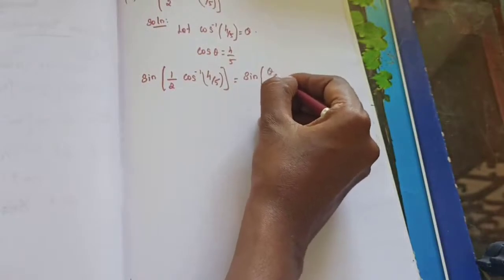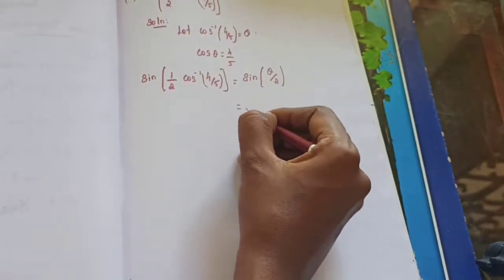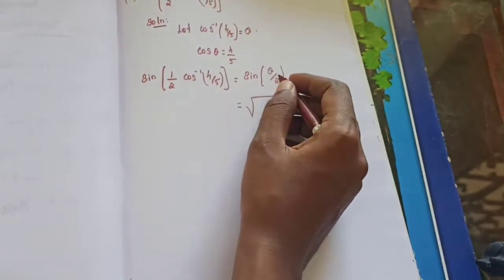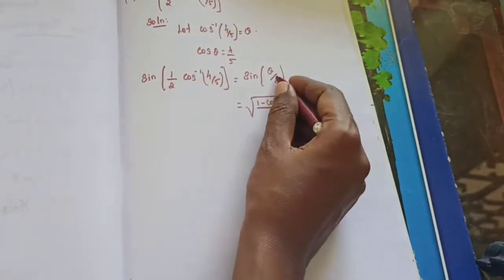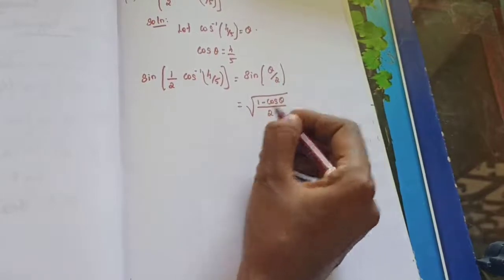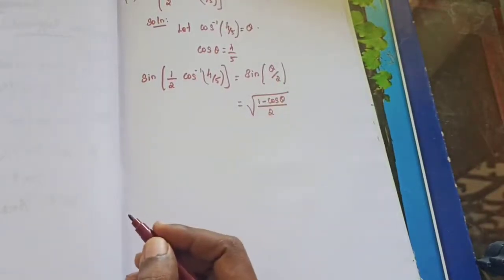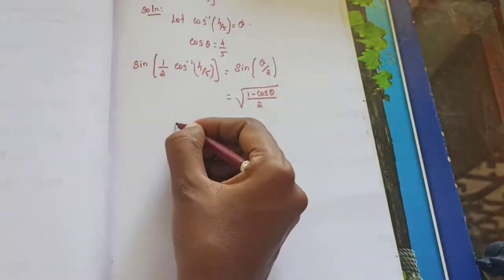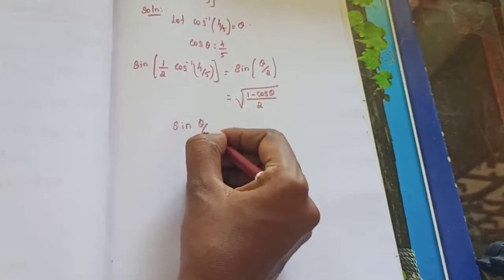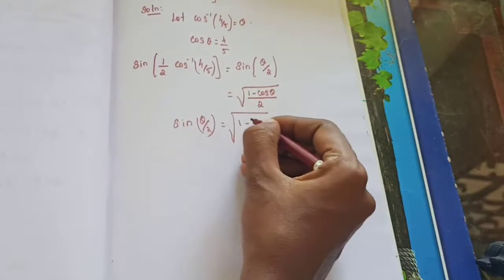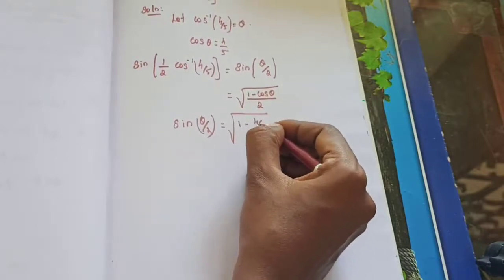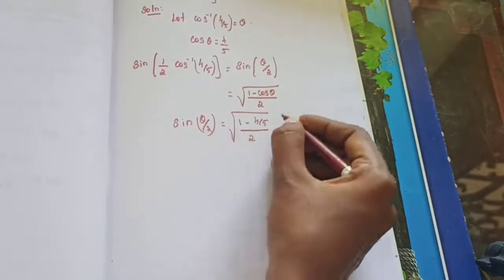So how much will you get? Sine of theta by 2 is equal to square root of, you will write, 1 minus cos theta, divided by 2. Is it right? So here in the place of theta we have theta by 2. So sine theta by 2 is equal to square root of 1 minus, what's the value for cos theta? 4 by 5, divided by 2.